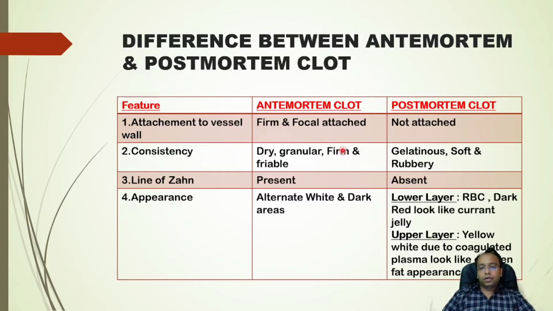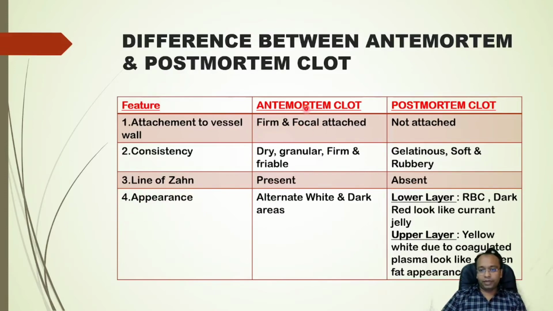So let's see the difference. The antemortem clot that forms in the living human being will attach to the vessel wall. It is firm and focally attached to the vessel wall, while the postmortem clot is not attached. Because if you do the autopsy, it will lead to medico-legal issues. If you do the autopsy and you find a clot in the vessel, then you need to identify whether it formed before death or after death. So if it is before death, antemortem, then it is formed and attached, while the postmortem is not attached. Consistency in the antemortem clot is dry, granular and very friable, while here it is gelatinous, soft and rubbery. Lines of Zahn are present in antemortem clot, and absent in postmortem clot.